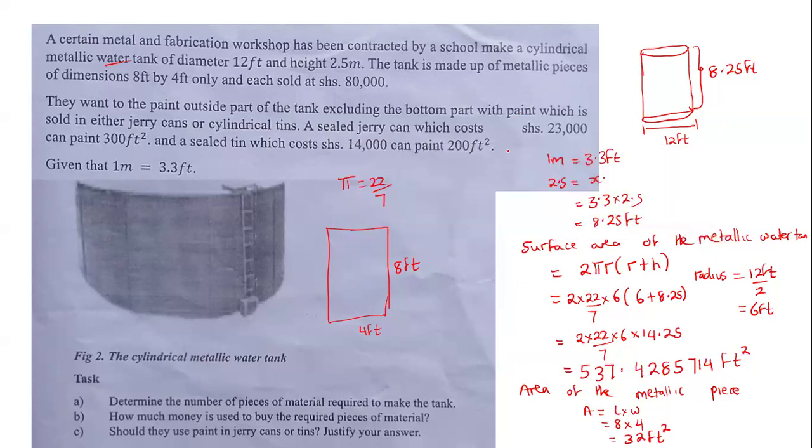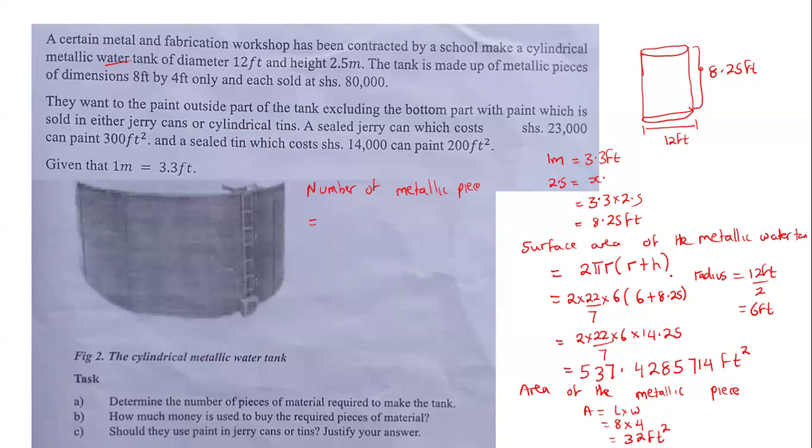Okay, after getting those two, we are going to go on and find the number of metallic pieces that they need. So to get the number of metallic pieces they need, allow me to write in this area here: number of metallic pieces that are needed, or number of pieces of the material.